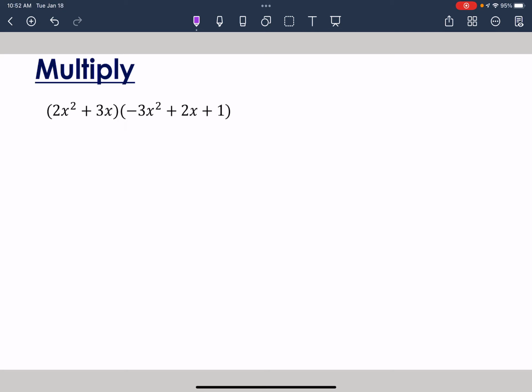So now let's try this one. This one tells us to multiply these two polynomials. Remember, there's more than one way you can multiply. You can use what's called the box method.